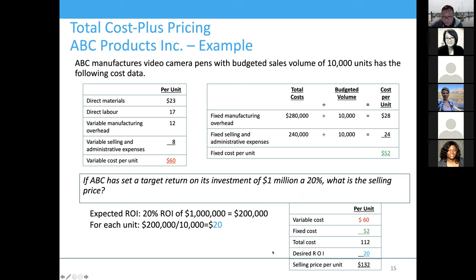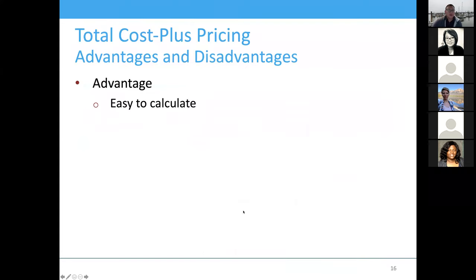132. So is this very challenging or pretty straightforward? Straightforward. Okay, good. First you know your cost, all this cost, variable, fixed, per unit. Then you figure out how much desired return on investment per unit. You add them all, and that's your target selling price. So what's the advantage? The advantage is it's very easy to calculate.